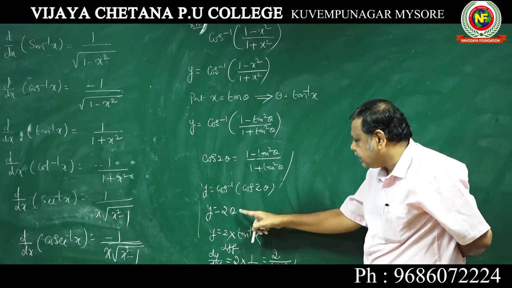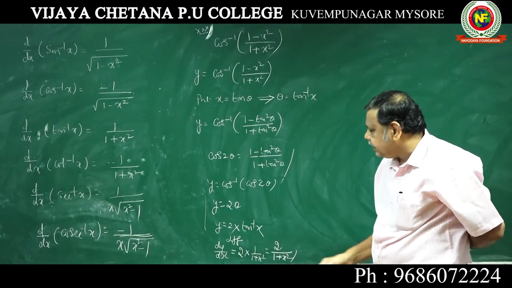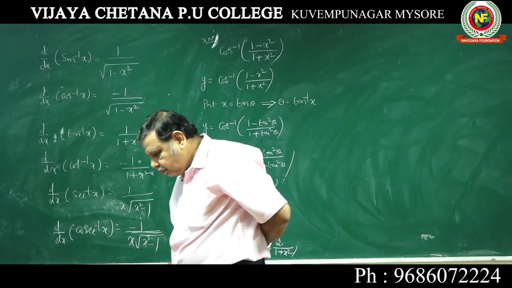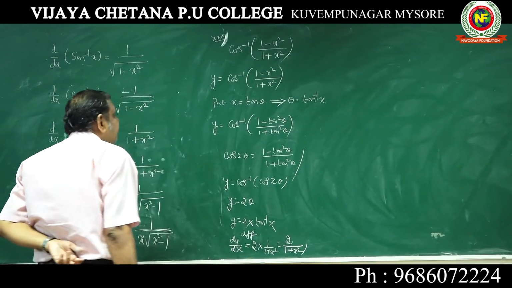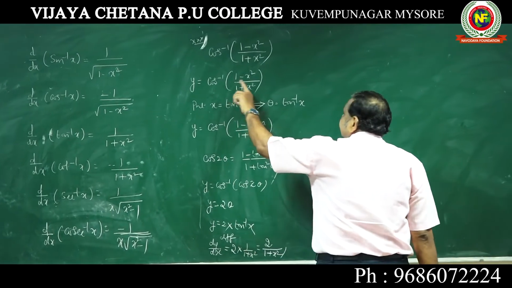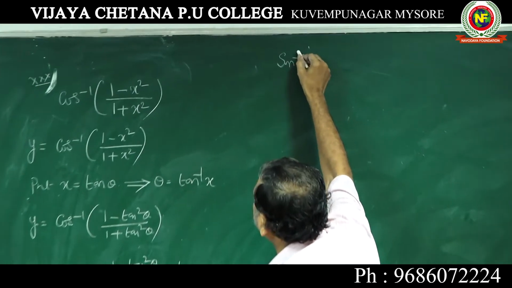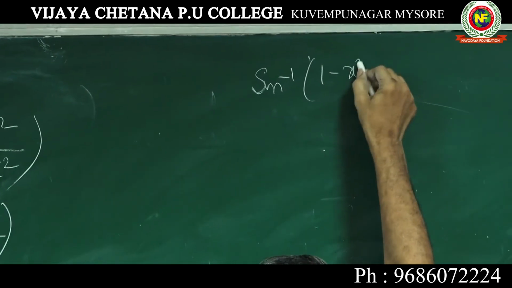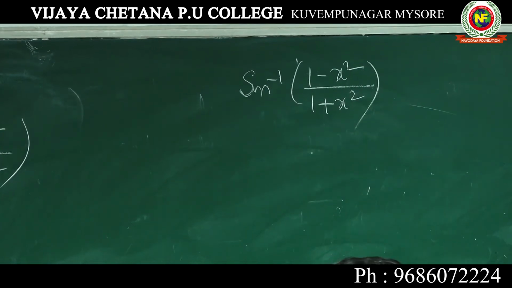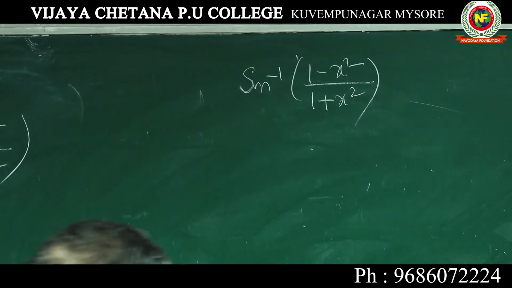And cos inverse of cos 2 theta is 2 theta. Theta we have substituted back as tan inverse x. Then differentiate, till such time don't write dy by dx. Dy by dx is equal to 2 over 1 plus x square. We will take the same problem and change cos inverse to sin inverse: sin inverse of 1 minus x square by 1 plus x square.